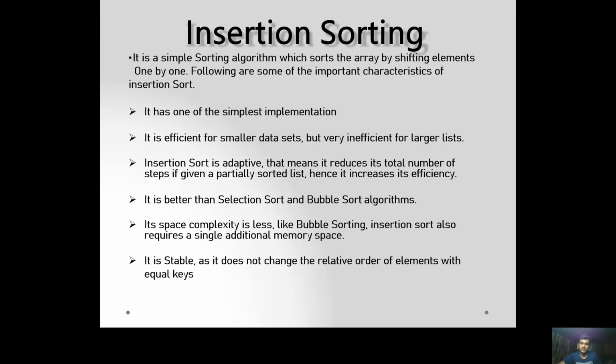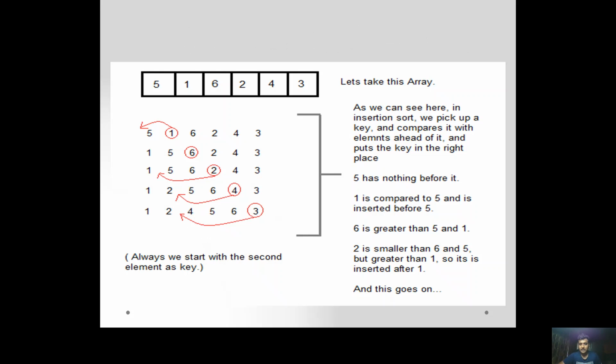It is better than selection sort and bubble sort algorithms. Its space complexity is low, like bubble sort. Insertion sort also requires only a single additional memory space. It is also stable, which means it does not change the relative order of elements with equal keys.